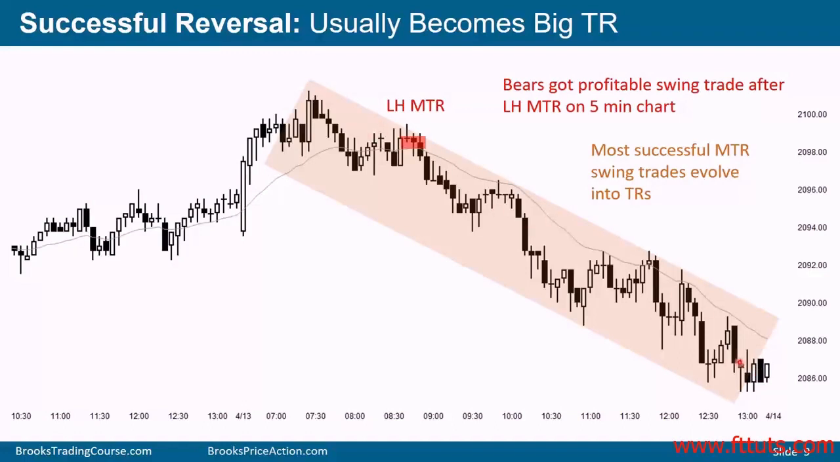This is a bear channel. A bear channel is a bull flag. 75% chance we're going to get a bull breakout, and this entire bear channel will evolve into a trading range. Maybe the top of the range will be here. The most recent really major lower high might retrace the entire trend.